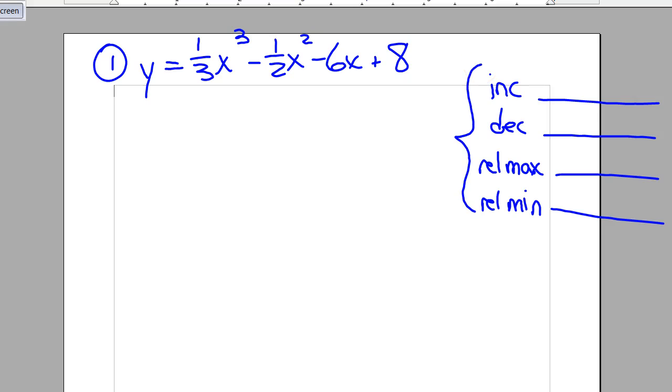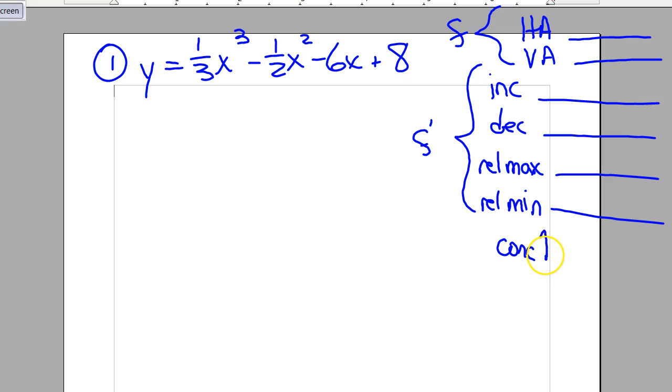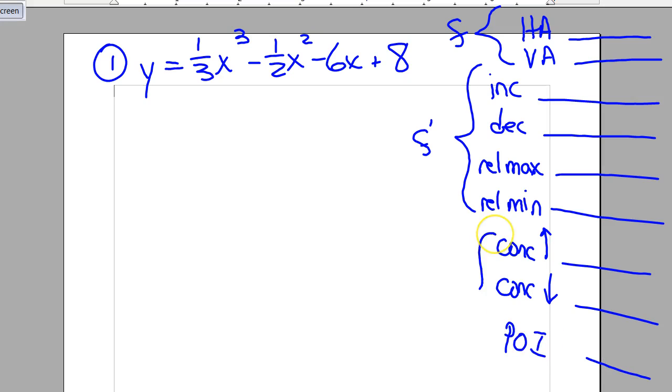What level does all of that information come from? Original, first derivative, or second derivative? First derivative. So this stuff all comes from f prime. I should have also put horizontal asymptotes and vertical asymptotes. What level does that come from? That comes from f. And then we're going to find concave up, concave down, and points of inflection. And these come from f double prime.